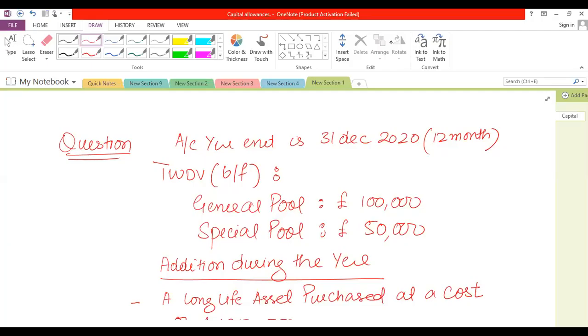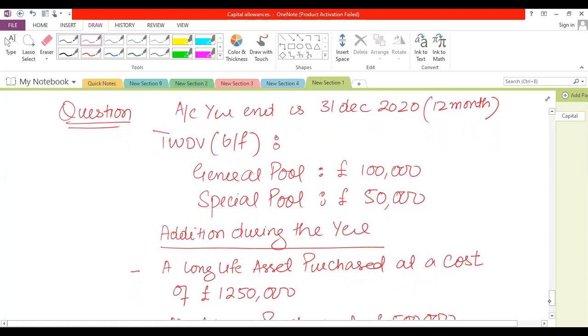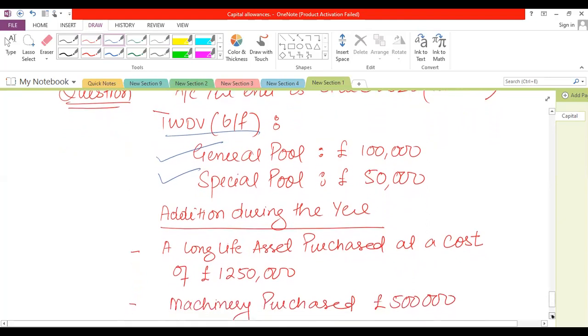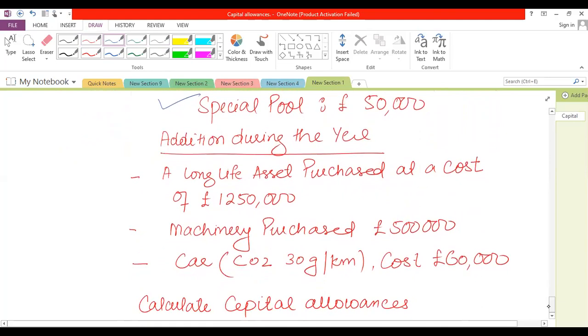Now in this question, we have an accounting year end of 12 months, that is 31st December. And we have been given two values, that is TWDV brought forward, main pool and special pool. And during the year, we have some additions. One is the acquisition of a long life asset, which is a part of a special pool item. Another is machinery. And then a car having CO2 of 30 gram per kilometer, eligible for first year allowance. So we have to calculate the capital allowance figure.